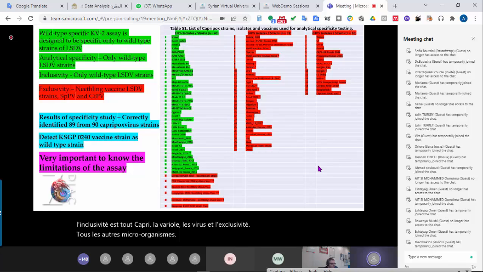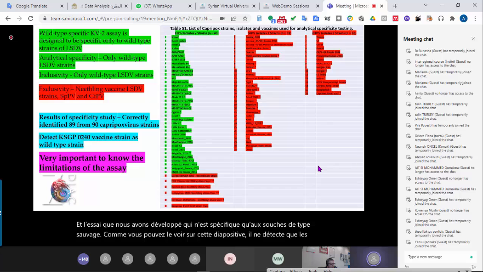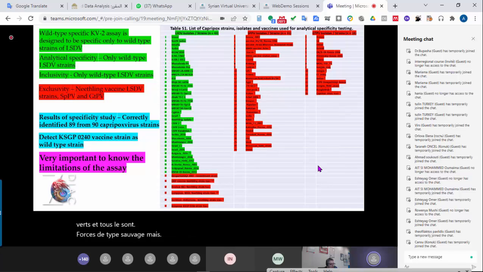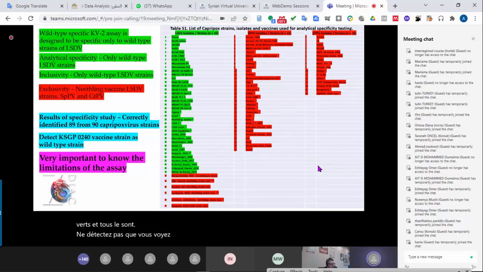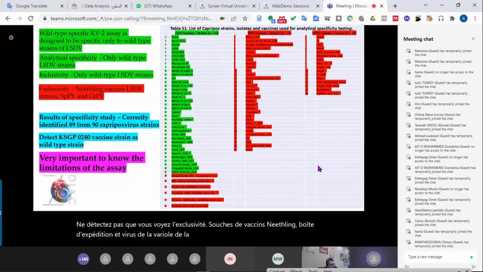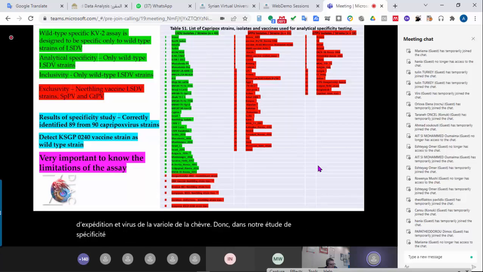And the assay that we developed that is specific only for wild type strains, as you can see on this slide, detects only the green ones, and all of them are wild type strains. But it does not detect, you see, exclusivity, Neethling vaccine strains, sheeppox and goatpox viruses. So in our specificity study, our assay correctly identified 89 of 90 Capripox virus strains.